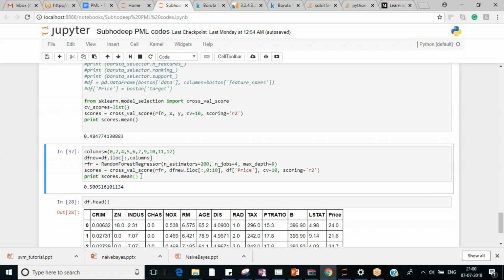Okay. Now see, when I selected those features here and implemented a new random forest, you see how my score has increased. It straight away went to 50.05. Now, let's say if I increase this to 500, let's see 500.